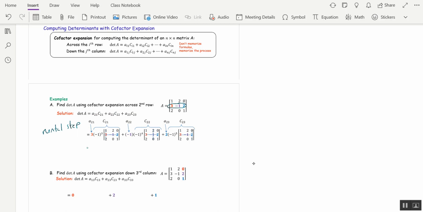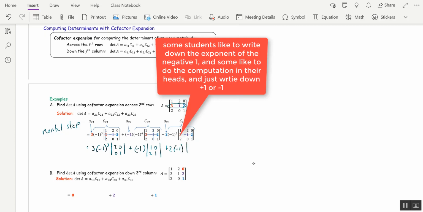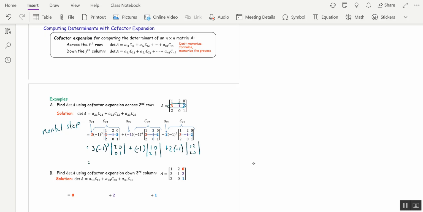You're going to write down the determinant is 3 times -1 to the 3, and then subdeterminant 2, 0, 0, 1, plus -1 times 1 times the subdeterminant 1, 0, 2, 1, and finally plus 2 times -1, subdeterminant 1, 2, 2, 0, and then do some computations. This is -3 times 2, so we have -6, and then -1 plus 8, and we get 1.